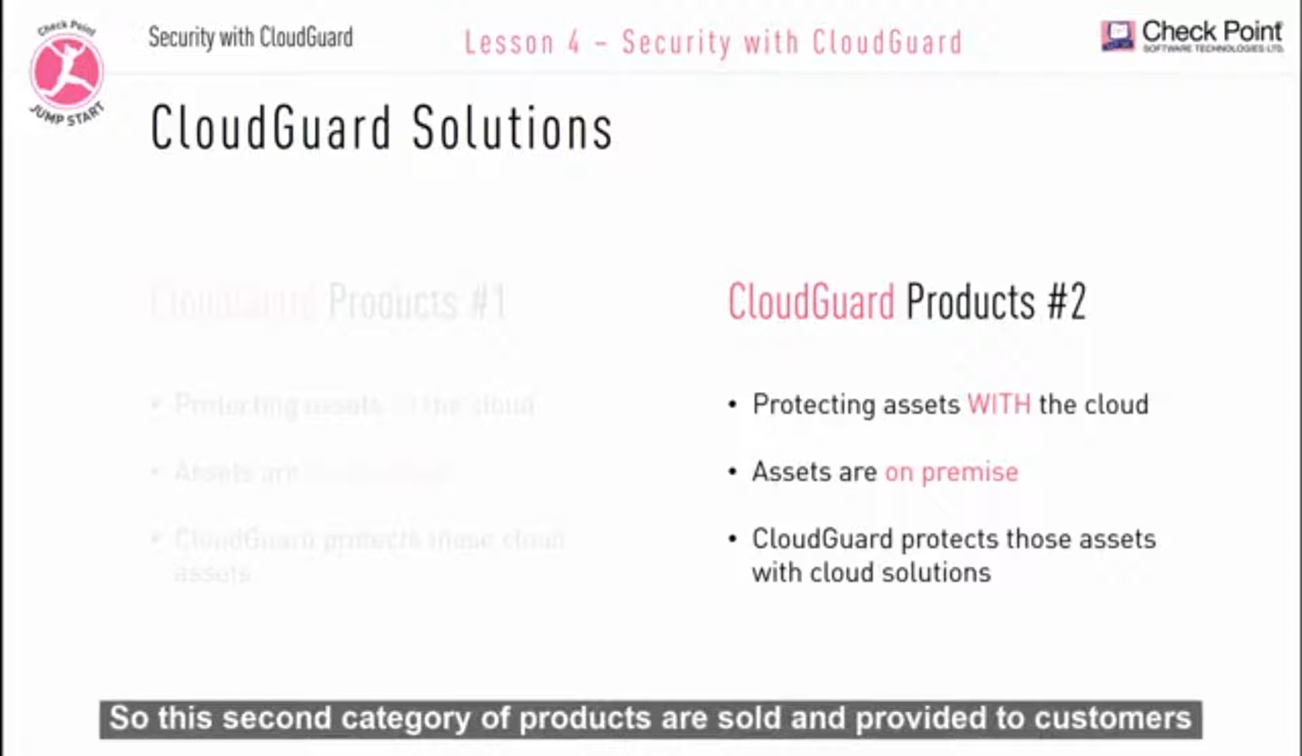So, the second category of products are sold and provided to customers who might not have the necessary local equipment to do access control and threat prevention on the premise. And so the protection and inspection are actually done with and by Checkpoint CloudGuard services that are running in the cloud.